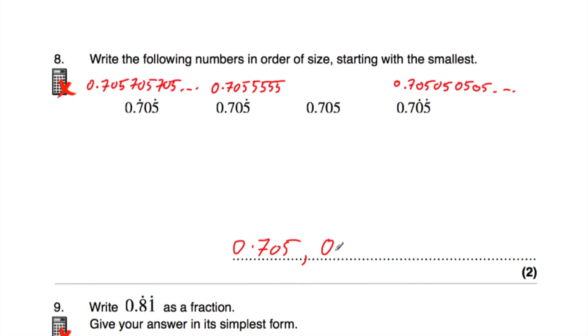Our next smallest would be 0.705 with a dot above the 0 and the 5, because that's obviously smaller than these two, because these numbers have 7 and 5 in the fourth decimal place, whereas this one doesn't have any. Now let's find our next biggest number. Looking at the fourth decimal places again, we had 7 in this one and 5 in this one. So the next smallest is 0.705 with a dot above the 5. And then our largest number, which had a 7 in the fourth decimal place, would be 0.705 with a dot above the 7 and a dot above the 5. And that's it. We've put those numbers in order, starting with the smallest.